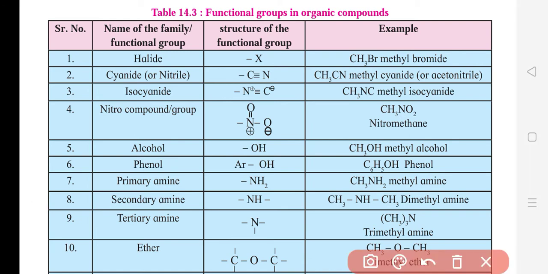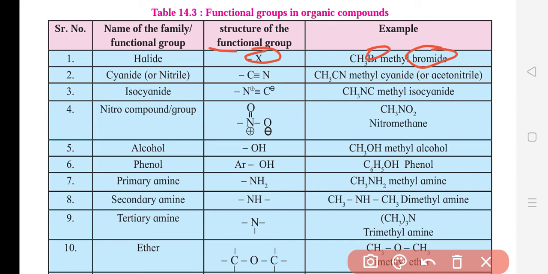Halide means X. We know what X is. X means a halogen member, group number 17 in the periodic table, all are halogens. Chlorine, bromine, iodine, and here is bromide. CH3Br is written as an example. So chlorine, bromine, iodine are all halogen group members, and they form a halide.